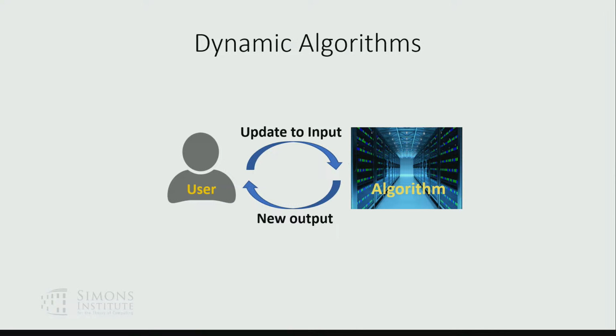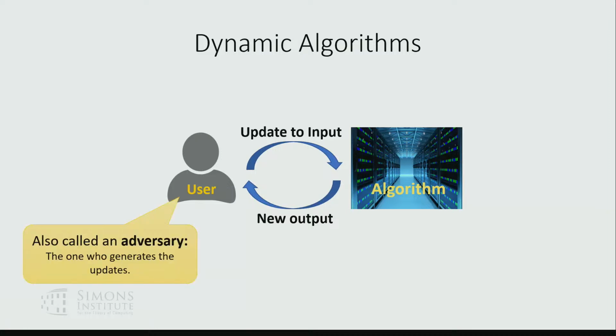This is just to remind you that dynamic algorithms always interact with some guy, right? It can be a user, and we also call the user an adversary because we think of this guy as generating some worst case sequence for us, but the sequence is not always the worst case. But anyway, we call it adversary.